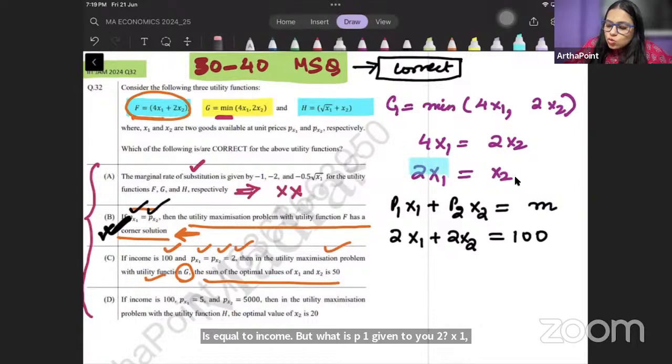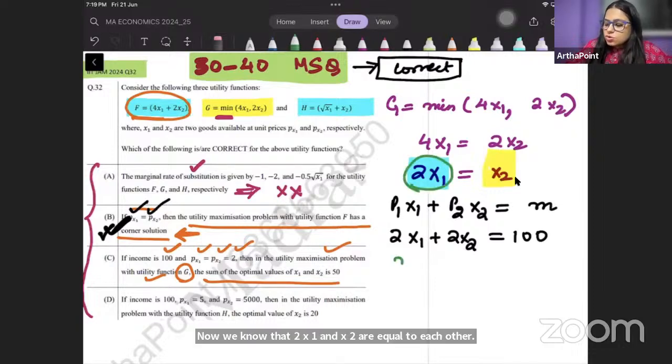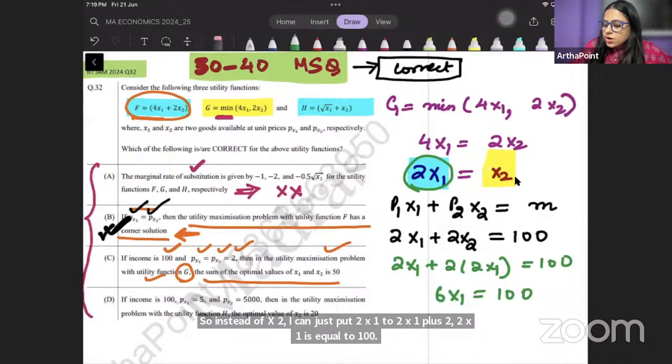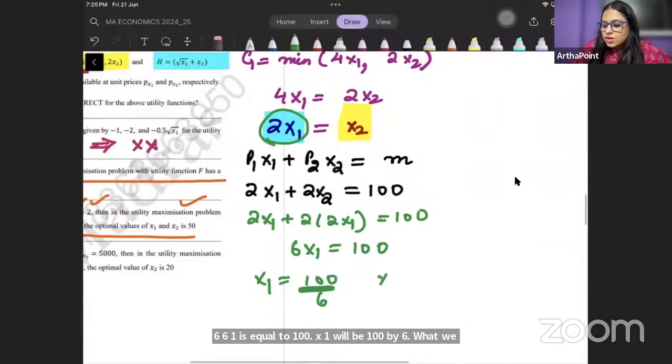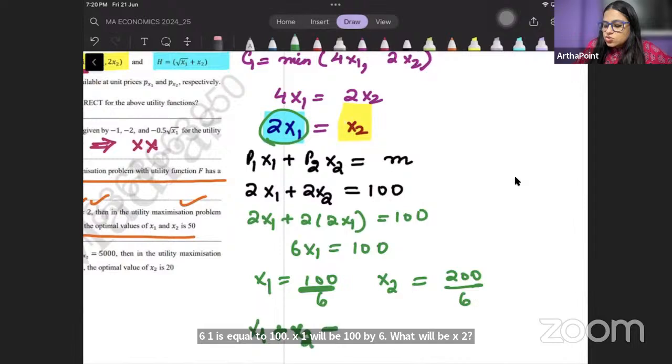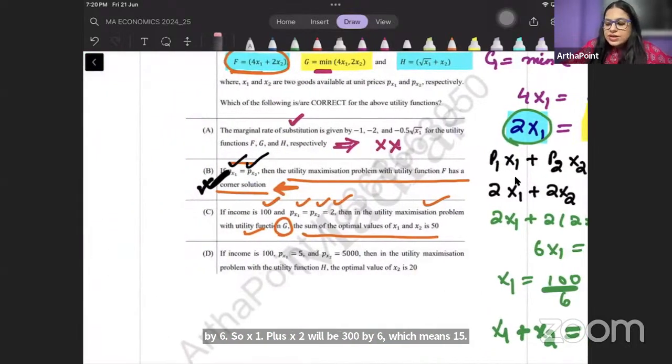Now we know that 2x1 and x2 are equal to each other. So instead of x2, I can just put 2x1. So 2x1 plus 2 times 2x1 is equal to 100. 6x1 is equal to 100. x1 will be 100 by 6. What will be x2? Twice, 200 by 6. So x1 plus x2 will be 300 by 6, which means 50. And this is the option given. So yes, you are correct that option C is also correct.